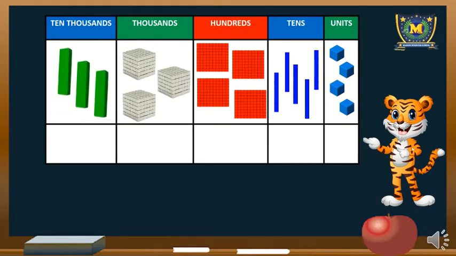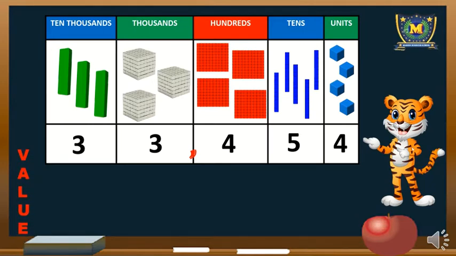Now let's count how many blocks we set in each place value. For units, we have here 4 units, and for tens, we have here 5 rods, and for the hundreds place, we have here 4 flats, and for the thousands place, we have here 3 cubes, and for the 10,000s place, we have here 3 bars. Then the comma will be placed in between the thousands and hundreds place. Now let's see the value in each digit.